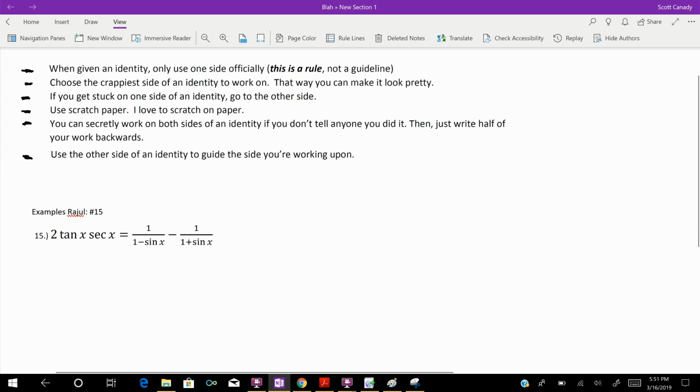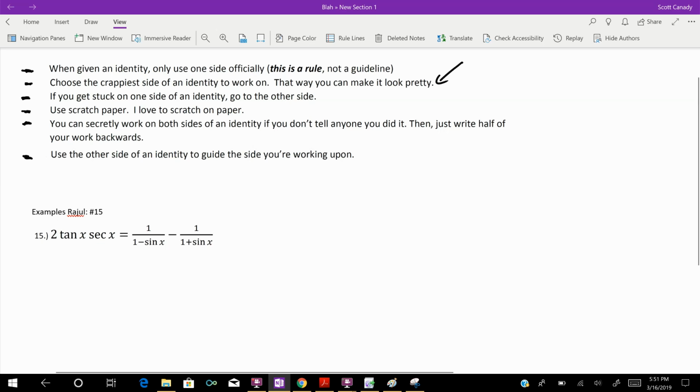So with identities, it's actually very important that you show all of your work so that people can understand how you got from one spot to another. So we're going to start using some strategies for identities now. If you were to look at your guidelines, some of the guidelines that you want to consider very important, other than the ones that we've already gone over, is when given an identity, use only one side officially. This is a rule, not a guideline. So what you're going to see is when I start working on this number 15, I'm only going to work on one side. So don't work on both sides simultaneously, because this is kind of like a proof. So you have to be a little bit more cautious with this.